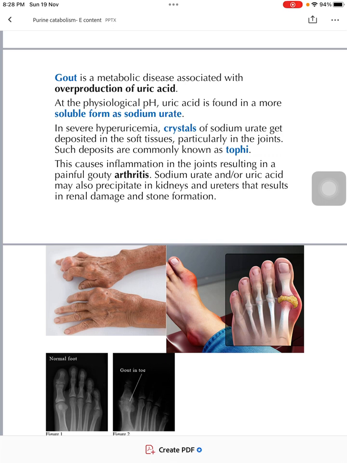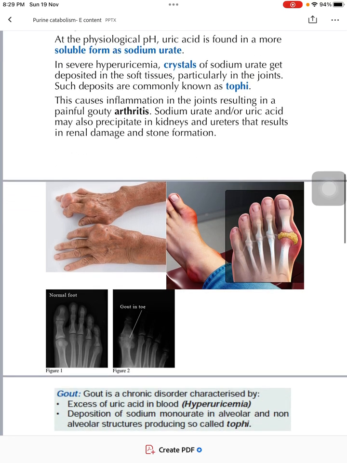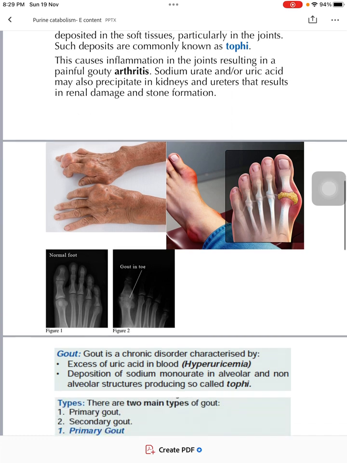Such deposits are commonly known as tophi. Usually, this is seen at the foot or in the hands. This causes inflammation in the joints, resulting in a painful gouty arthritis. Sodium urate or uric acid may also precipitate in kidneys and ureters, and that results in renal damage and stone formation.